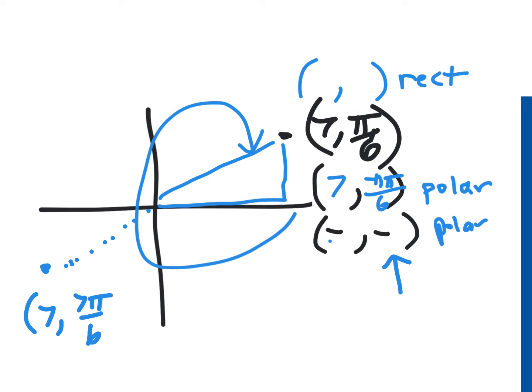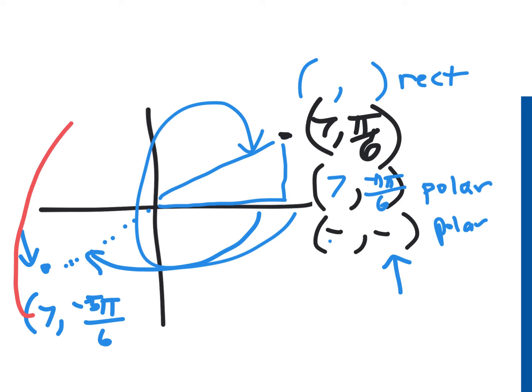Okay, so then going this way, it would be negative 5 pi over 6. And some people, again, think this is a negative point over here. It is not. When I reflect it over here, it'll become negative 7 and negative 5 pi over 6. Okay, and then last but not least is the rectangular.